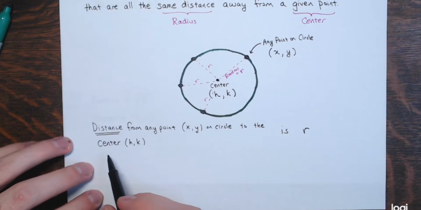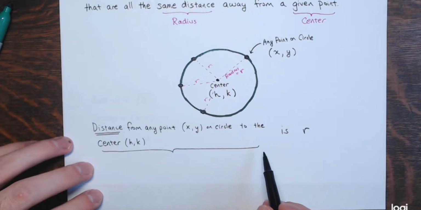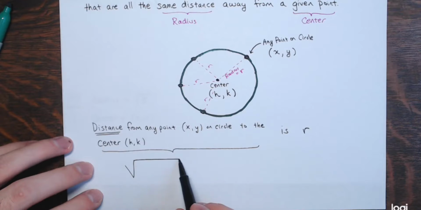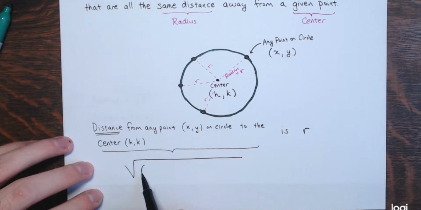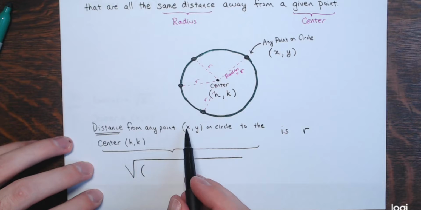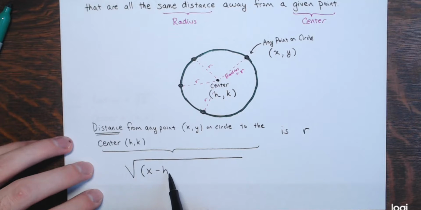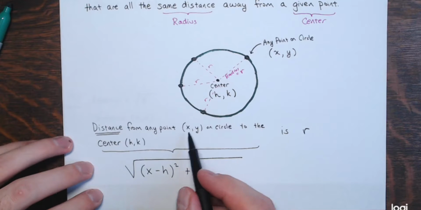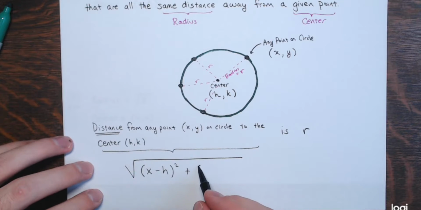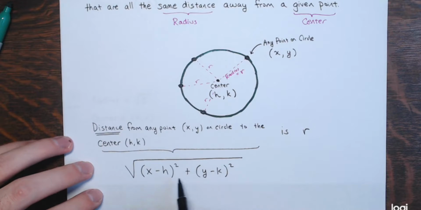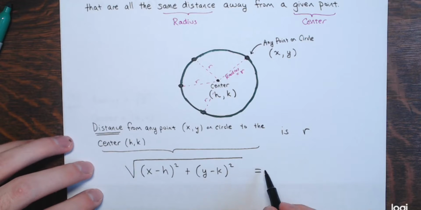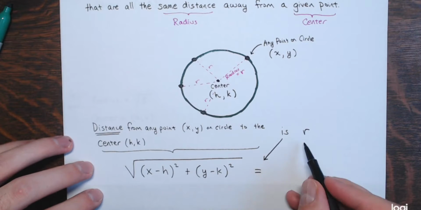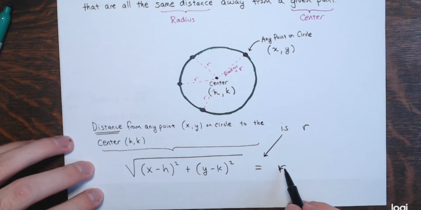All right, so this side of the equation is the square root of the change. Remember, it's the change in the x's squared, so the quantity x minus h squared, plus the change in the y coordinates squared, right? So the quantity y minus k squared. And this distance between (h, k) and (x, y) equals the radius r.